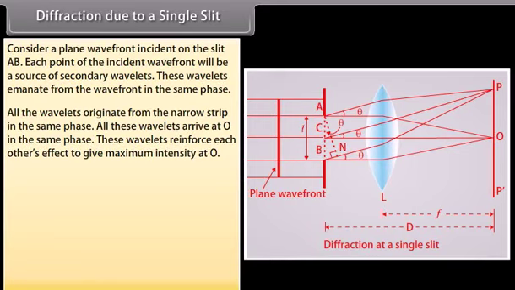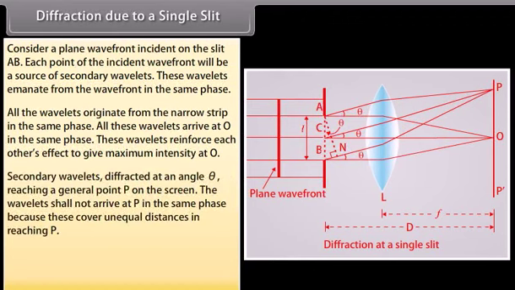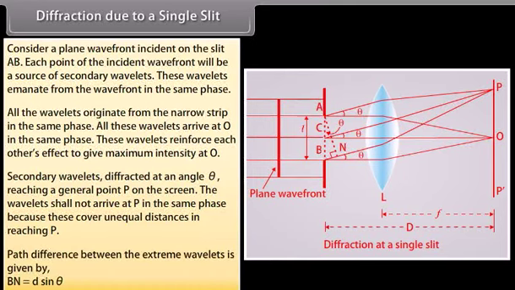Now consider the formation of secondary minima and secondary maxima. Secondary wavelets diffracted at angle theta reach a general point P on the screen. The wavelets shall not arrive at P in the same phase because these cover unequal distances in reaching P. Path difference between the extreme wavelets is given by BN equals d sine theta.